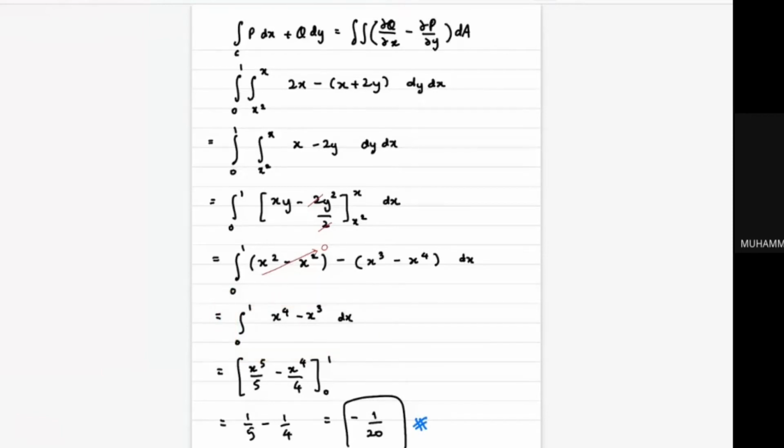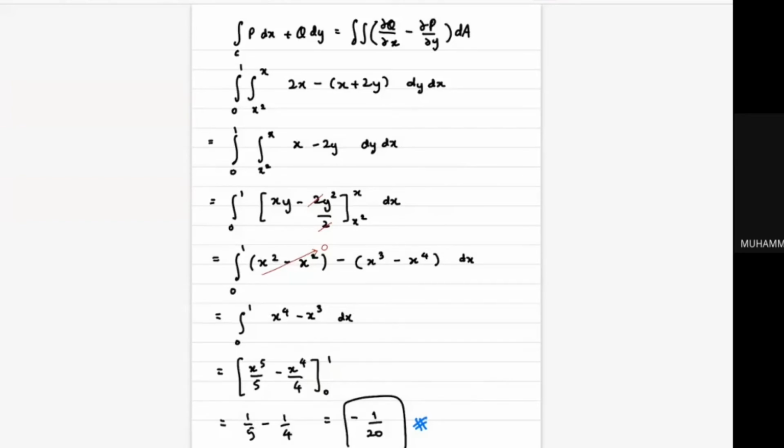Next is to integrate this with respect to x. Very simple. So you get x to the power 5 over 5 minus x to the power 4 over 4 with the limit 1 and 0. Substitute this, simplify, you get minus 1 over 20. So this is your right hand side, finished.